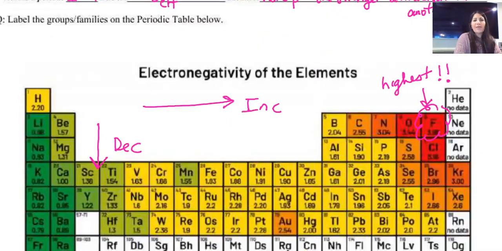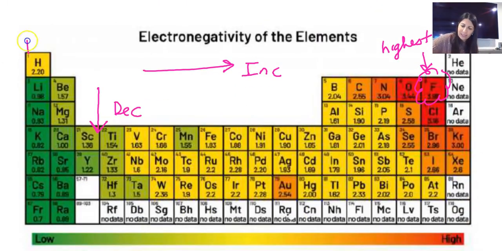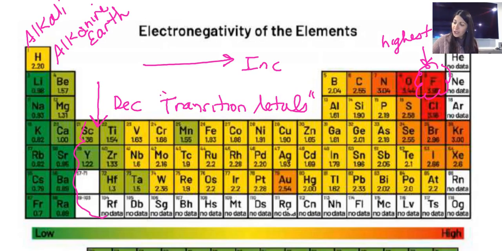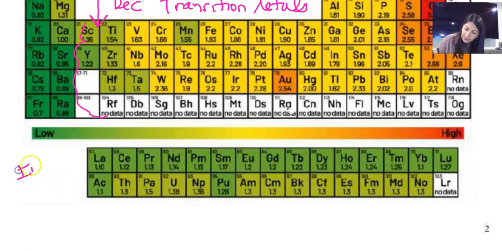So we know that on the far left here, we have our alkali metals. Then we have our alkaline earth metals. So this is also part of the unit, making sure that you know the names of these groups. This whole section here in the middle, we call these the transition metals, whereas down on the bottom, we call those the inner transition metals. So these are the transition metals. Down on the bottom here, we call these the inner transition metals.